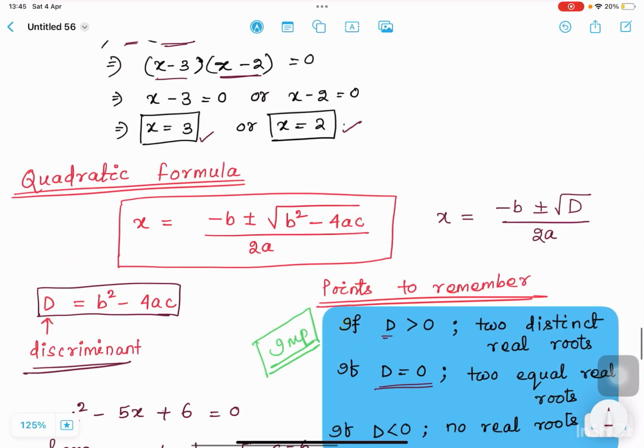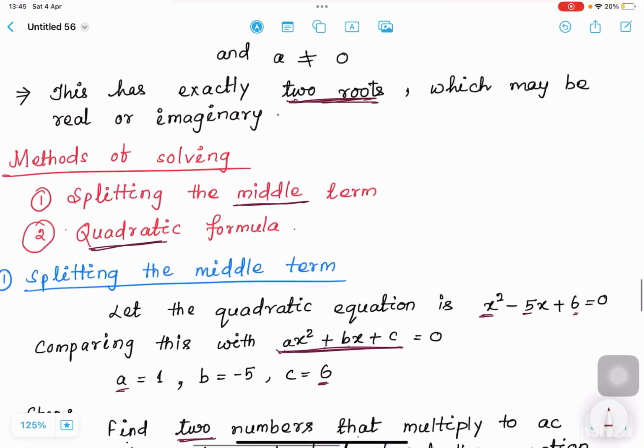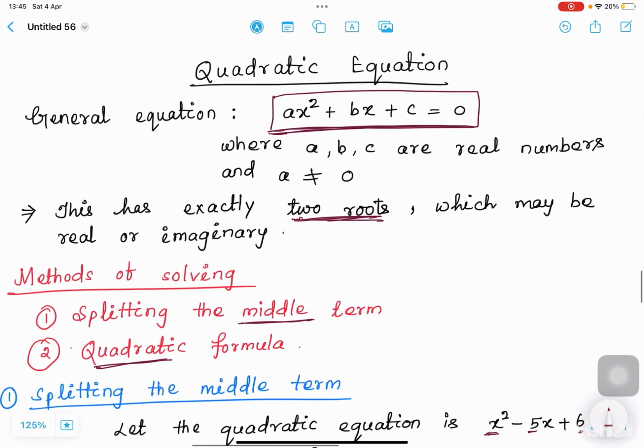So this much you have to remember, and in the next video I will do some more questions and examples of quadratic equations. This is the basic part, how to find the roots of the quadratic equation by splitting the middle term and the quadratic formula. Hope you understand.